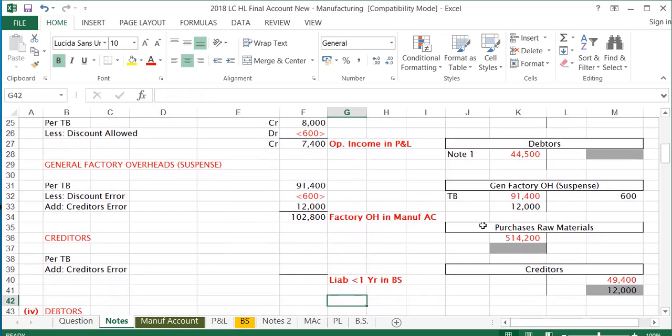I don't need to do any change to purchase of raw materials because it was entered correctly there. It was just showing the T account. Creditors, I do need to do a change to because there's an entry in creditors. So creditors from the trial balance I can see is 49,400. And again, because the 12,000 is on the credit side, it's going to increase that credit balance. And creditors are now 61,400. And that 61,400 will go in liabilities less than 1 year in the balance sheet. And that is note 3 on suspense complete.